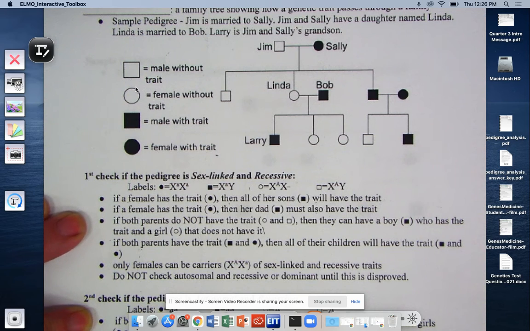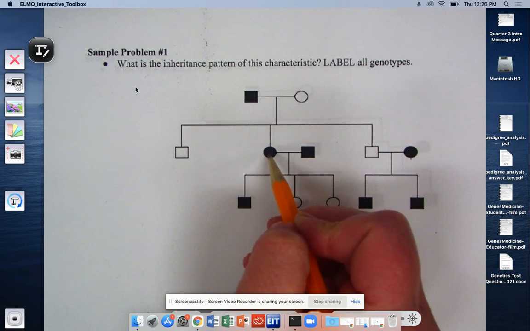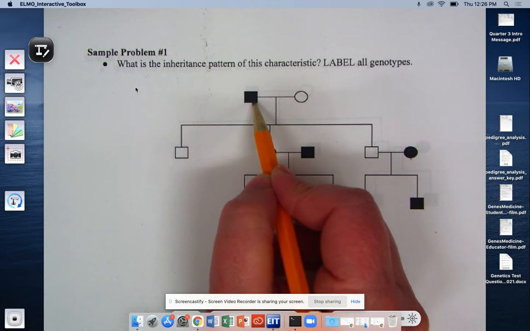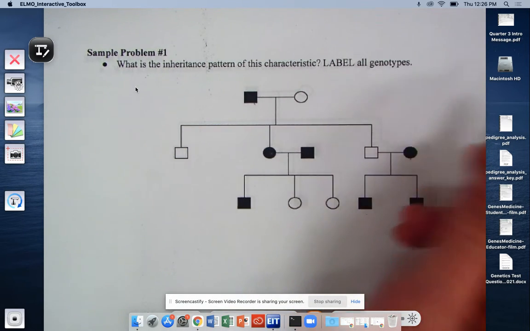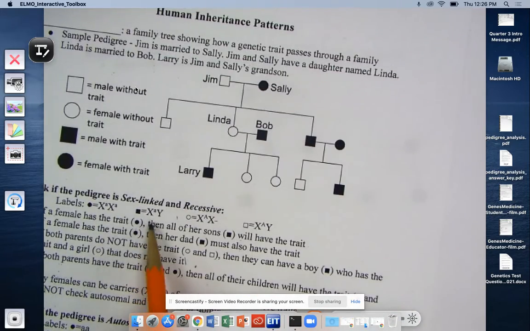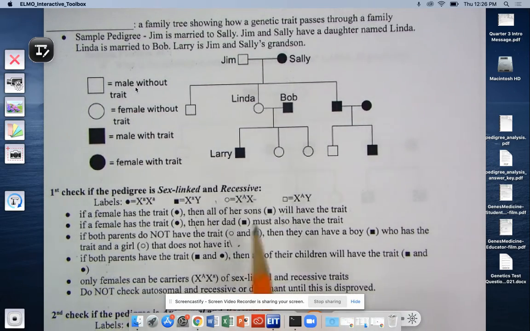If a female has a trait, then her dad must also have the trait. So this female has the trait, and if you look up, so does her dad. Now, what about this female? Well, we don't know her dad, but we do have one, so that's also a yes. So far, we have not proven otherwise.